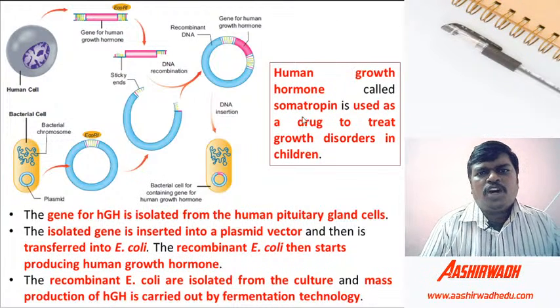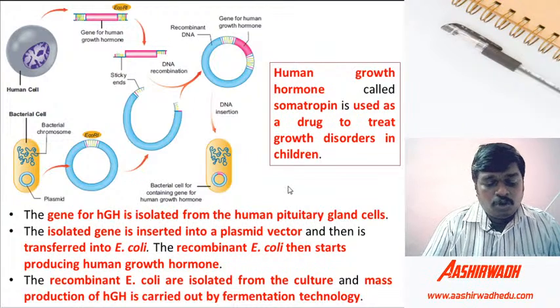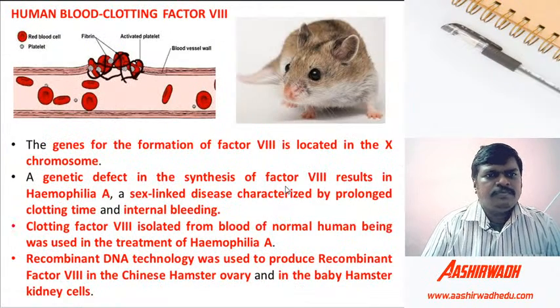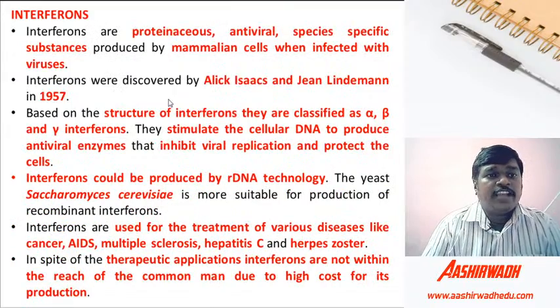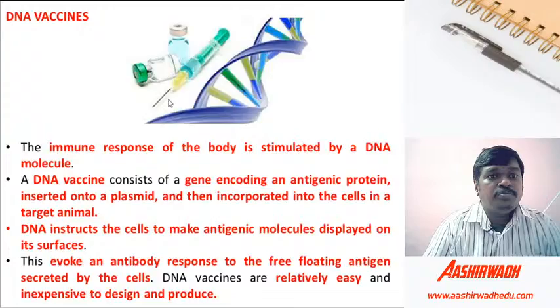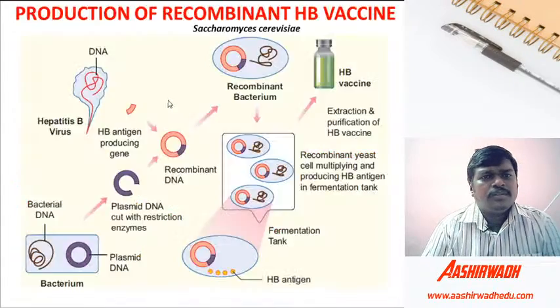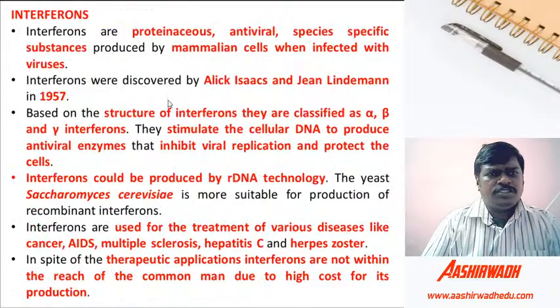This human growth hormone, somatotrophin, is nowadays used to treat growth disorders in children. Next is the human blood clotting factor 8. This can also be produced, and similarly interferons and recombinant vaccines can also be produced by recombinant DNA technologies.